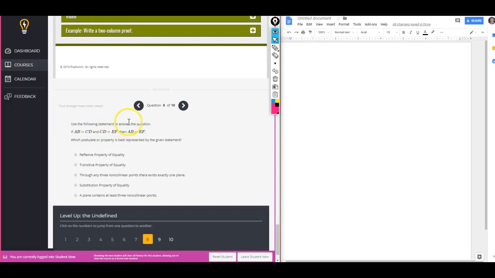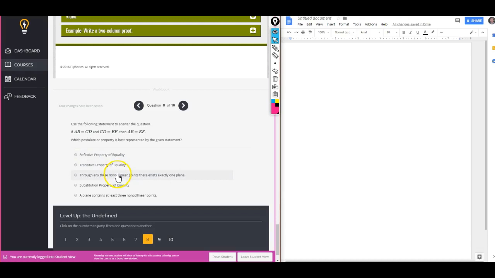Use the following statement to answer the question. If the distance of AB is equal to the distance of CD and the distance of CD is equal to the distance of EF, then the distance from A to B is equal to the distance of E to F. Which postulate or property is best represented by the given statement?